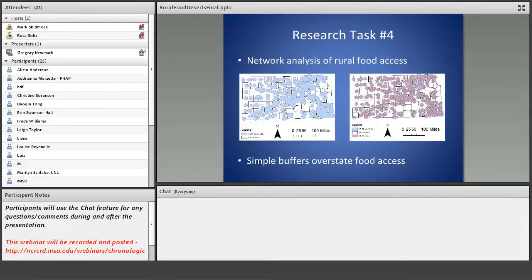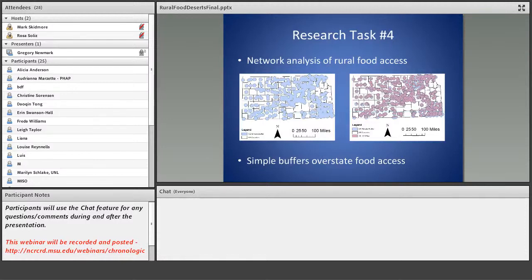All right, so our last task that I'm presenting was to bring these together and look at a network analysis of rural food access. It may be a little tough to see, but the slide on the left shows the simple buffers of food access if you buffered food stores with just a circular 10-mile buffer. And the slide on the right does an overlay of, well, what if you considered the road network?